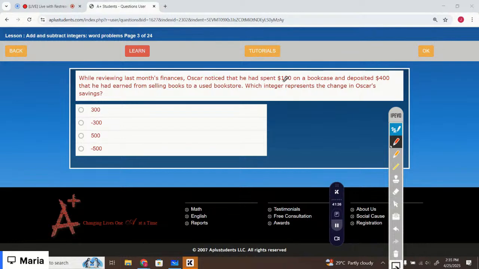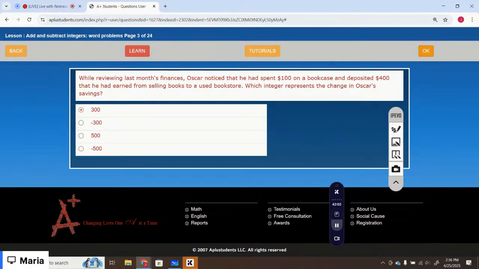He had spent $100 on a bookcase and deposited 400. Spent, that is $100 spent, so that is negative, and deposited 400. So 400 minus 100 equals 300. Option number 1 is the correct option.